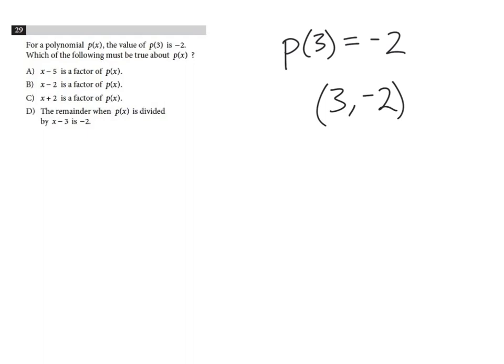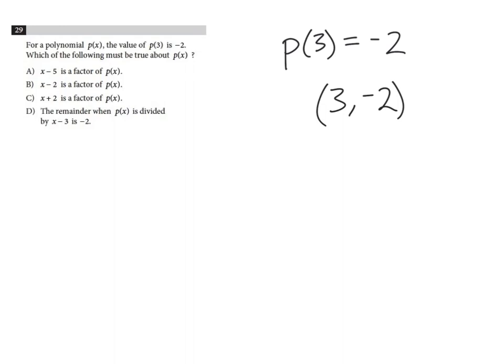And D, the remainder when p of x is divided by x minus 3 is -2. Well, yes, that's the remainder theorem. If we divide a polynomial by one of the roots, or one of the factors of the polynomial, our remainder is 0, and that's going to give us an x-intercept. If we divide a polynomial by something that is not in fact a factor, then the remainder equals the value of the function at that x input.